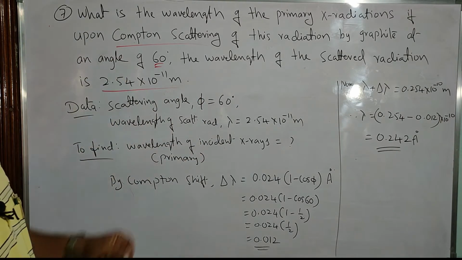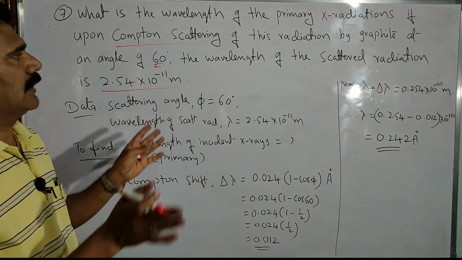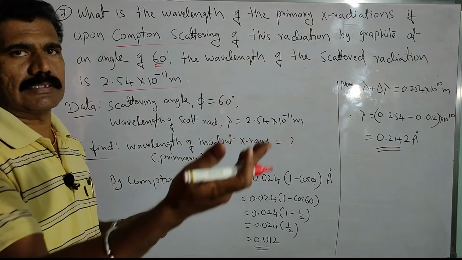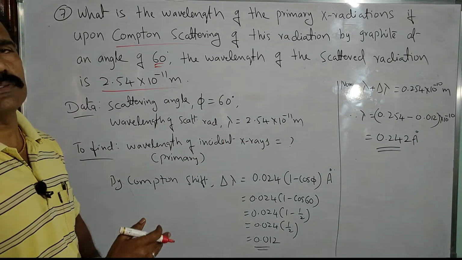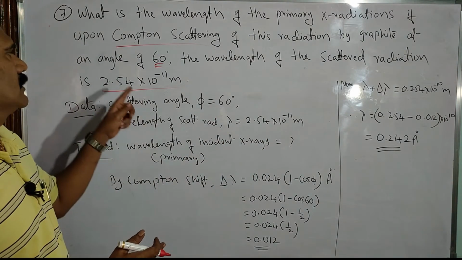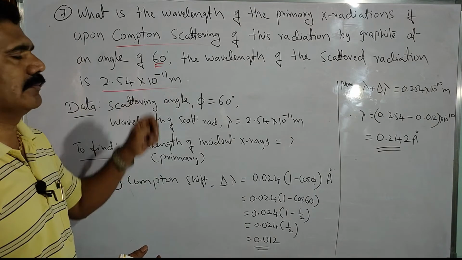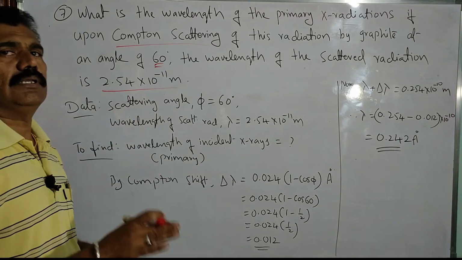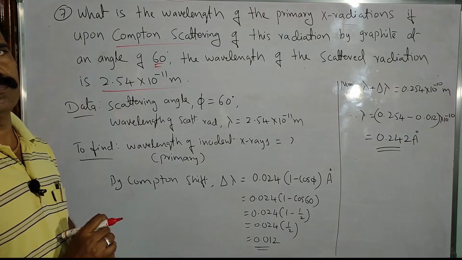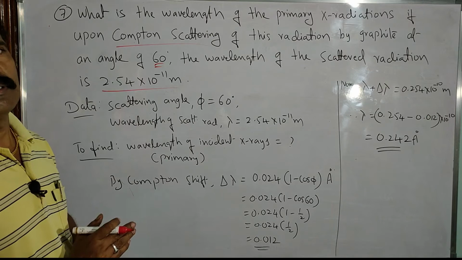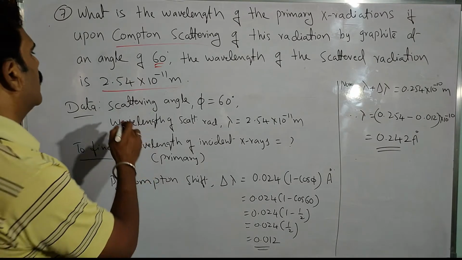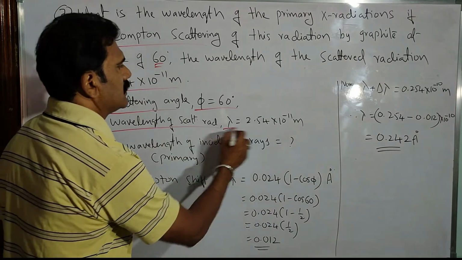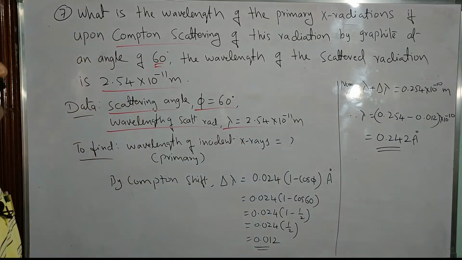You know that in Compton scattering, after scattering you will get one more wavelength, in which the wavelength is increased. So a longer wavelength is obtained after scattering, and that wavelength is given as 2.54 into 10 power minus 11 meter. Then what must be the initial incident wavelength? So the scattering angle is phi equal to 60 degree and the wavelength of scattered radiation is 2.54 into 10 power minus 11 meter, which is the given data.